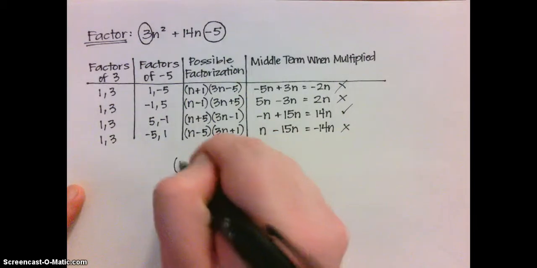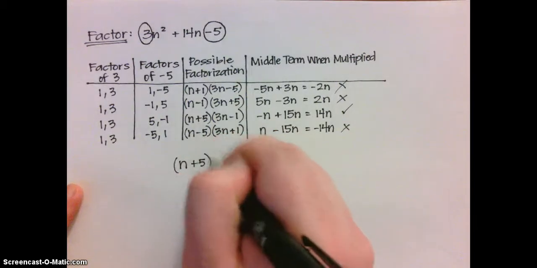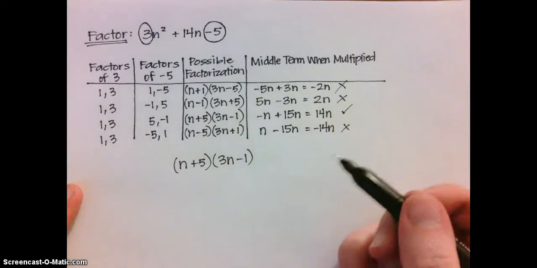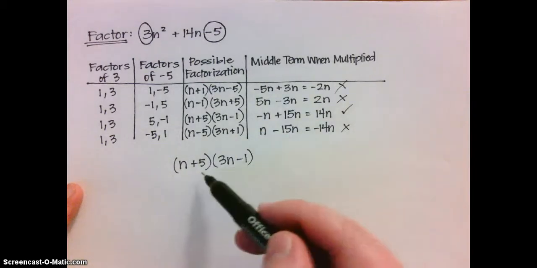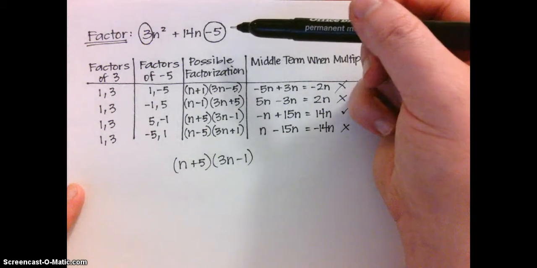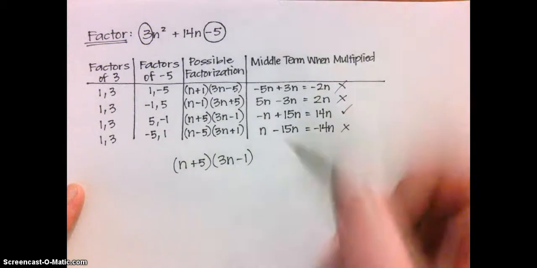It is going to be n plus 5 times 3n minus 1. And if you do your FOIL, you're going to see that in the end it's going to come back to what you started with, 3n squared plus 14n minus 5. Right?